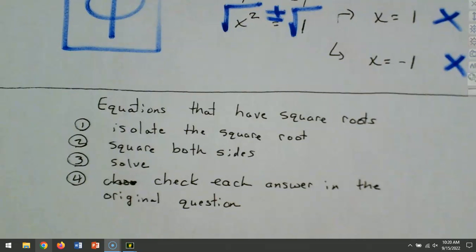Because chances are you're going to get two solutions, but only one of them might work. It might be that both of them work. It might be that neither one of them work. But you've got to plug it back in to see if it works or not. If you get a fraction, plug in the decimal equivalent and just see if the sides match. What you want to do is make sure the sides match at the end. And just like the rational ones, there are some easier ones and there are some more difficult ones to work through.